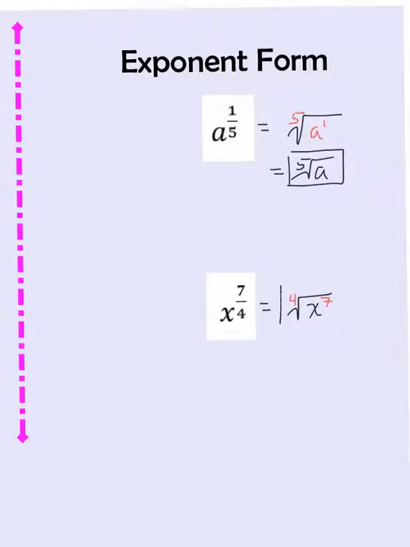And technically this can be simplified, but the directions are just to convert. So since we're converting, you don't have to go the extra step to simplify. Now if it said simplify, then we would have to go through the next step and simplify the 4th root of x to the 7th.